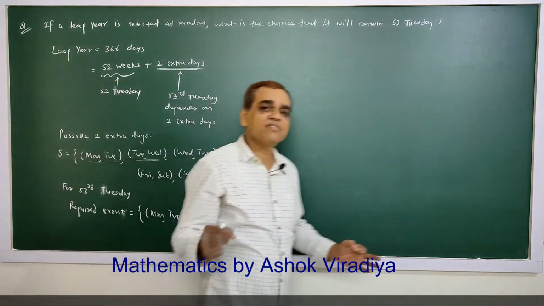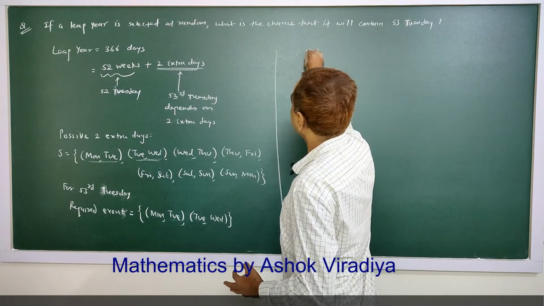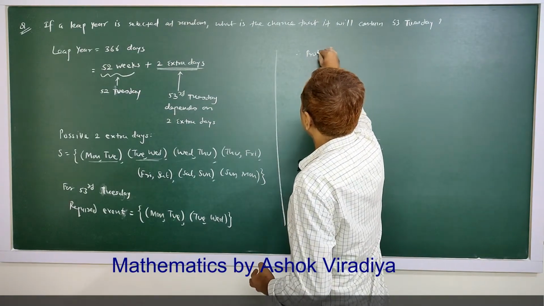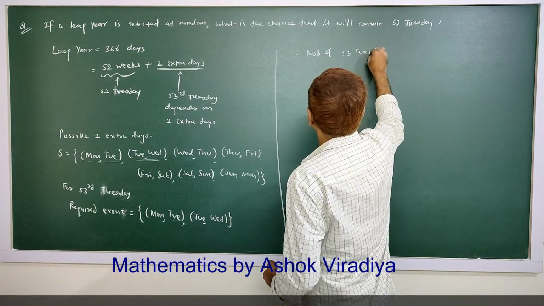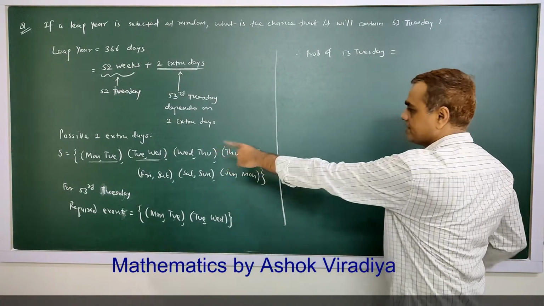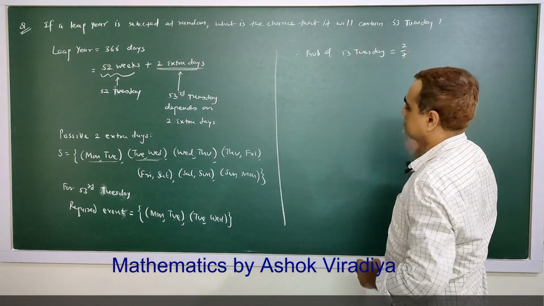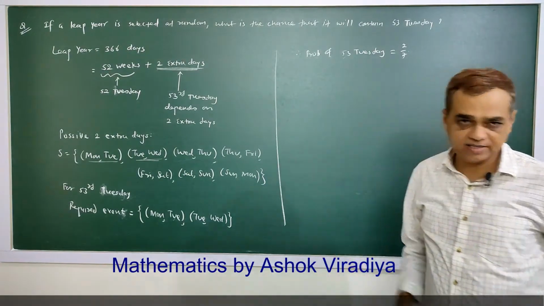So the probability of the 53rd Tuesday is therefore equal to 2 by 7. So this is the required probability.